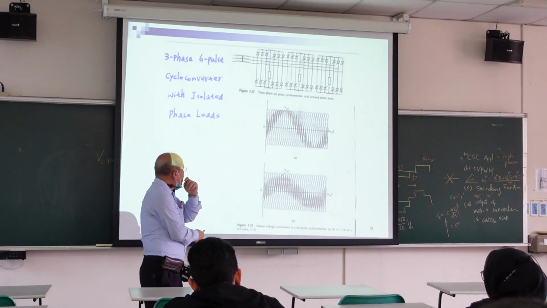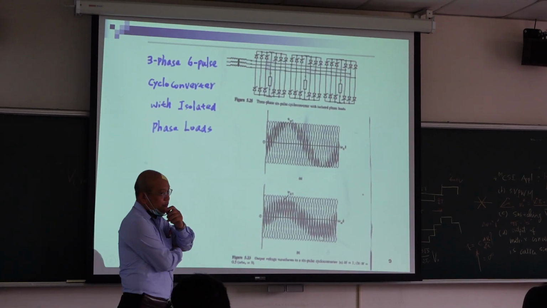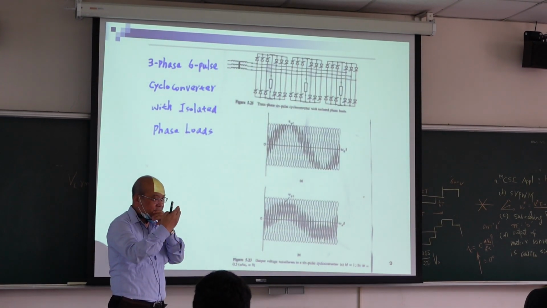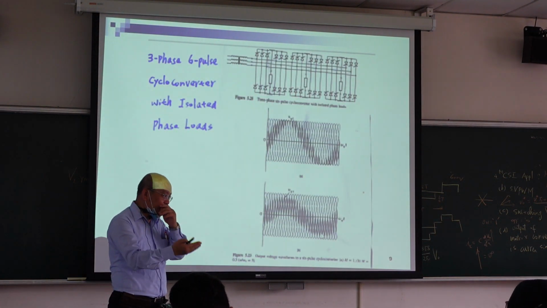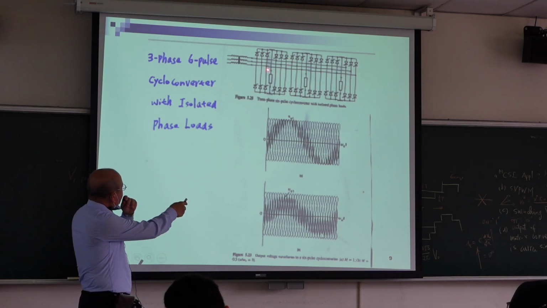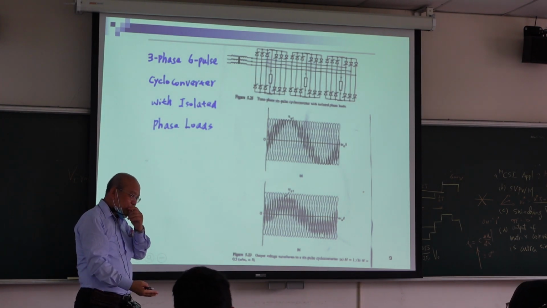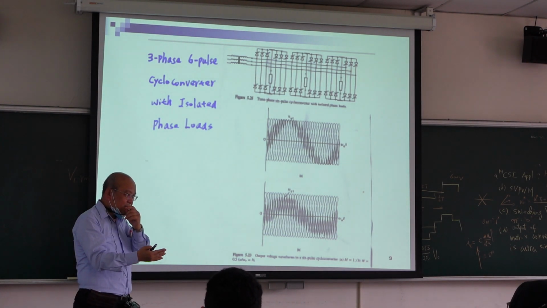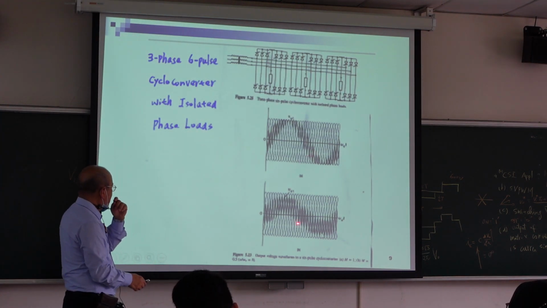Do you think the cycle converter can increase output frequency? Input is 60 Hz. Can we create 120? The answer is no, because you use SCRs. So you can only reduce the output frequency, but you cannot increase the output frequency.